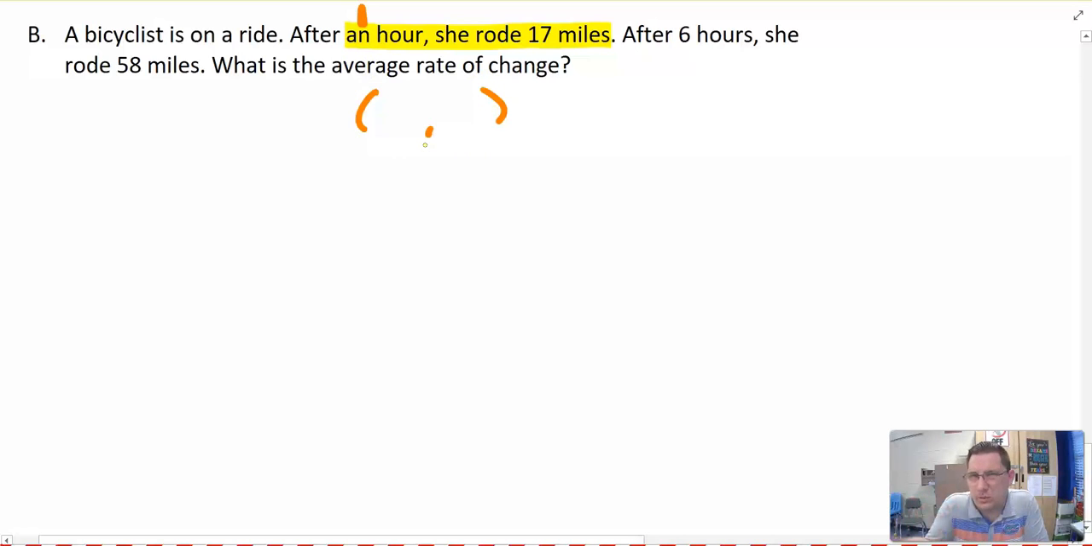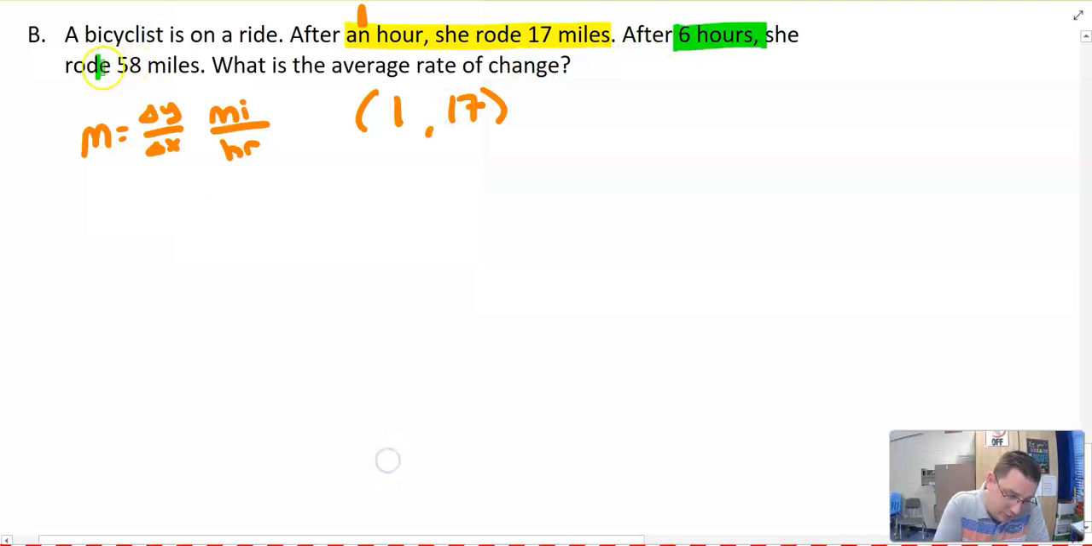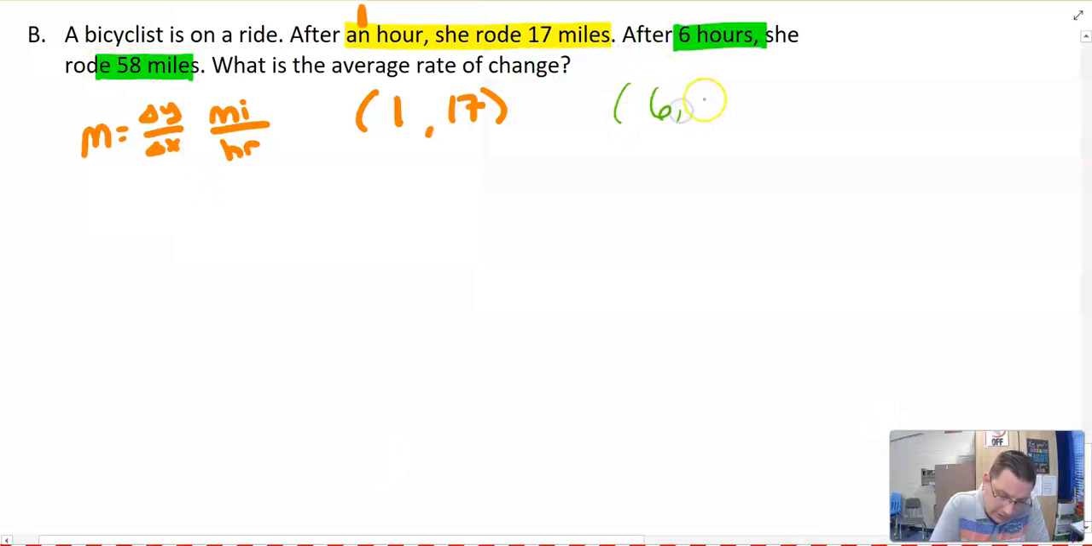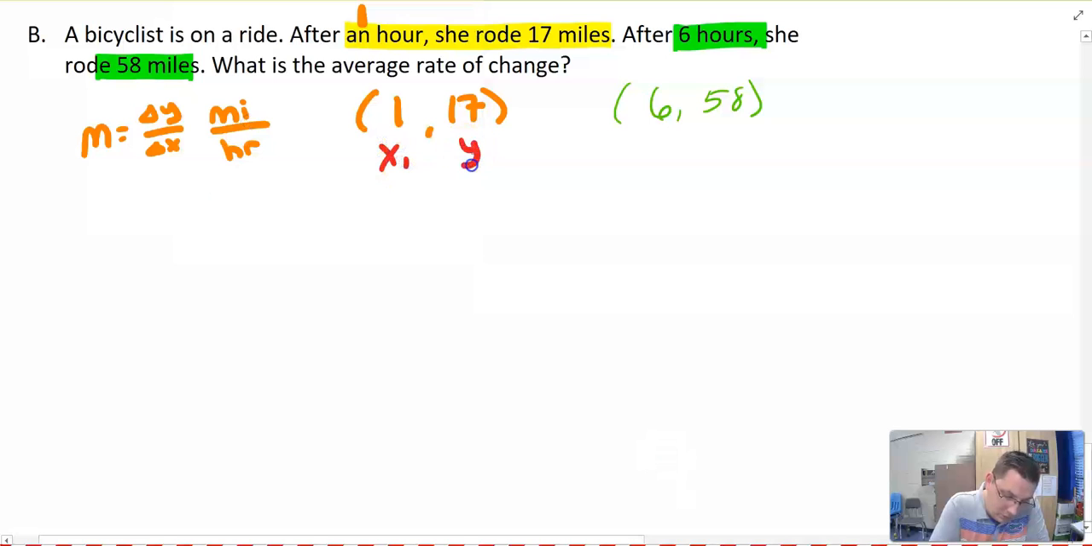So our first ordered pair, and we've got to decide the order here. Is hours the x or is miles the x? Which one's independent? Hours are independent. Time moves on no matter what, right? So when we think about our change in y over change in x, it's going to be the number of miles over the number of hours. And so I'm going to have 1 hour, 17 miles. Our second piece of information, 6 hours, 58 miles. And so on that one, 6, 58.